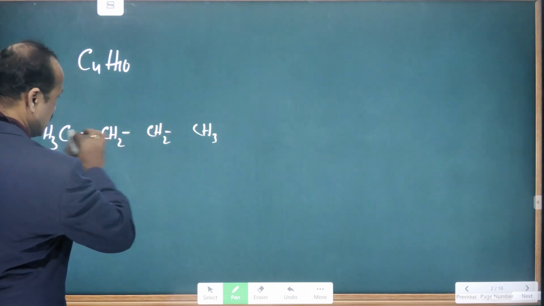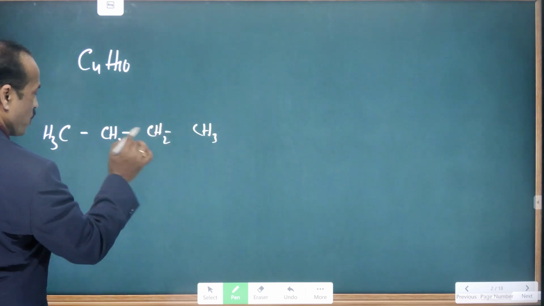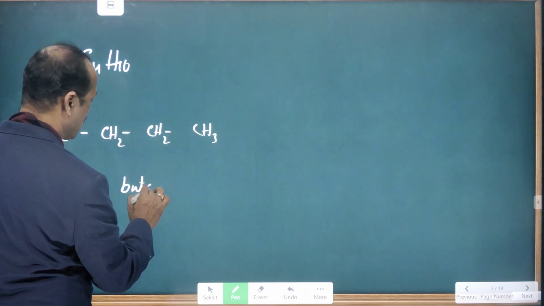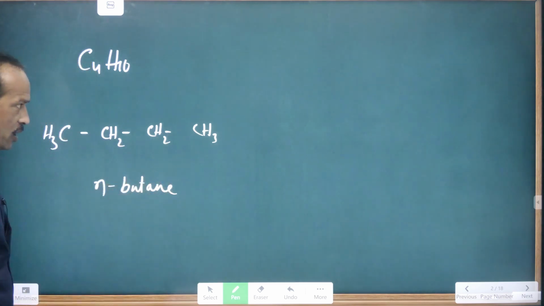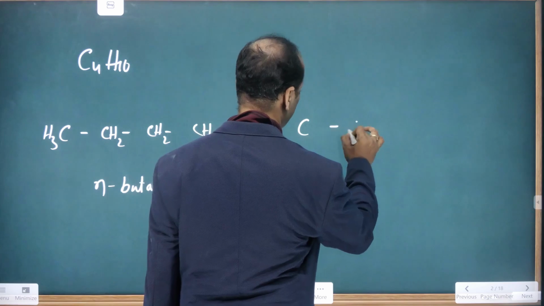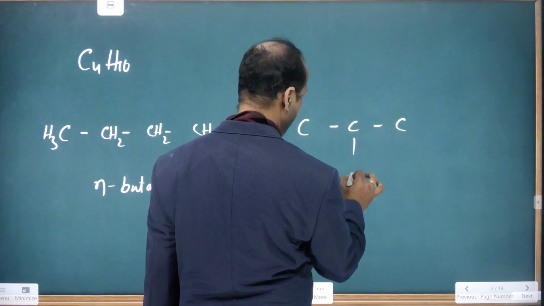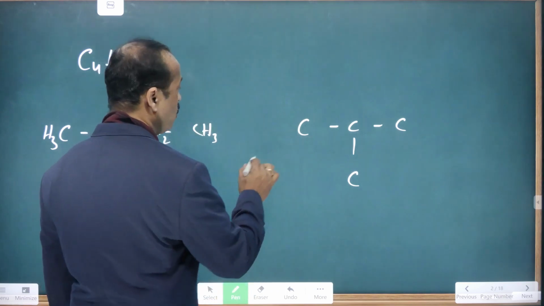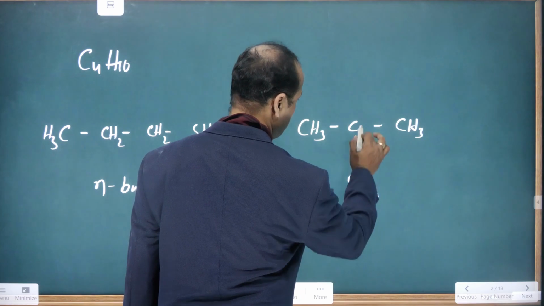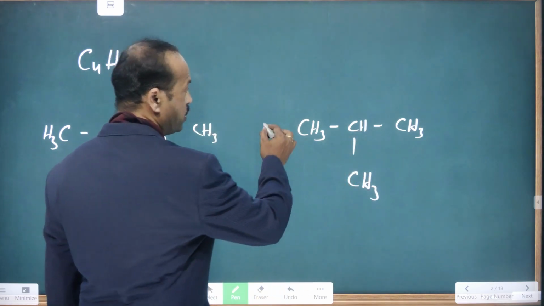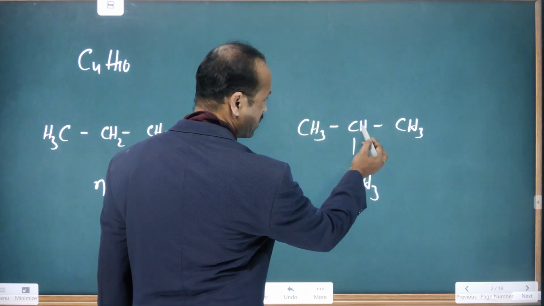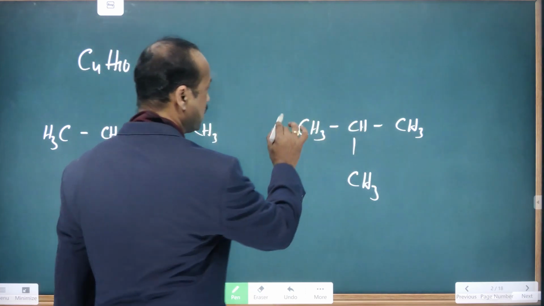Here the chain root word is 1, 2, 3, 4; 4 carbons are there. 4 carbons is called but, and all single bonds are there, so this is called n-butane. Now the same thing, how can we write? We can also write 1, 2, 3, and one I'll write like this: CH3, CH3, CH3, CH. Here also 4 carbons, and 3 plus 3, 6 plus 3, 9 plus 1, 10 hydrogens, the same. But the root word is different.